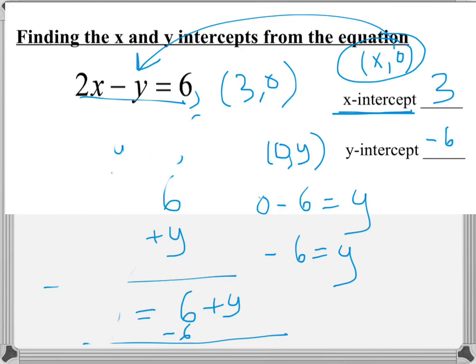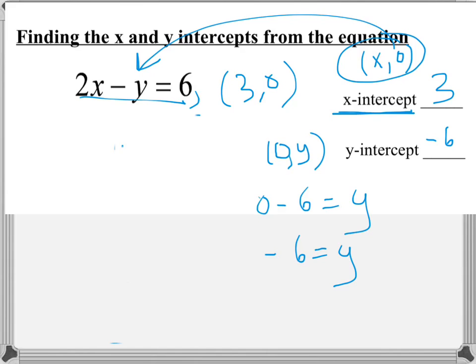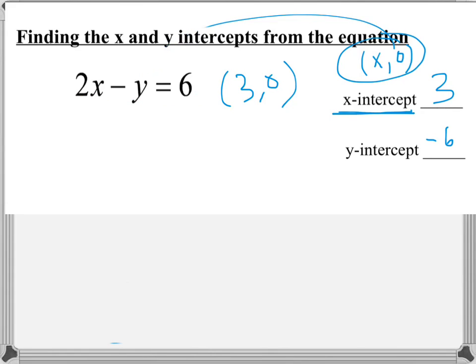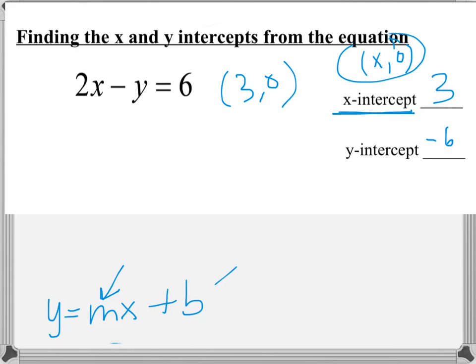I can also solve the equation for y in terms of x. Or I can put the equation in a form that's called slope-intercept form. And so if the equation is given to you in standard form, then you can choose to put it in slope-intercept form, y equals mx plus b, where m is the slope and b is the y-intercept. So it's some coefficient times x plus some constant. When it's in this form, the b is the y-intercept.